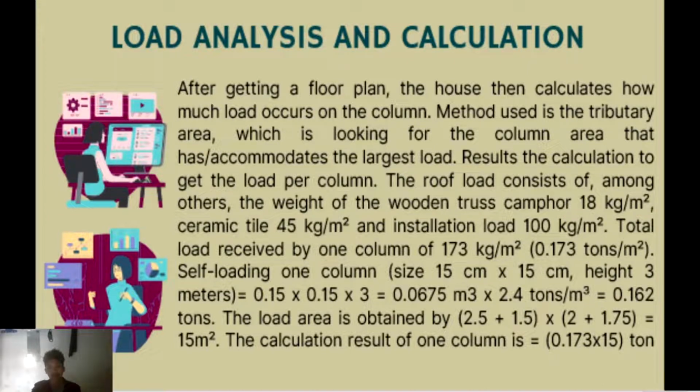The roof load consists of the weight of the wooden truss, 18 kg per square meter, and ceramic tile, 5 kilograms per square meter, and live load 100 kilograms. That is the total load received by one column.